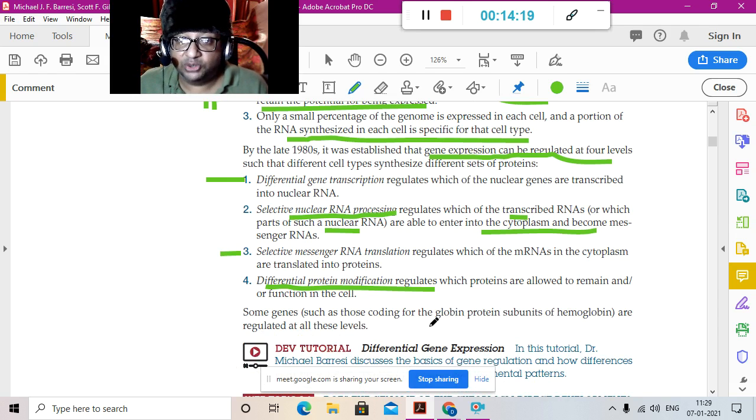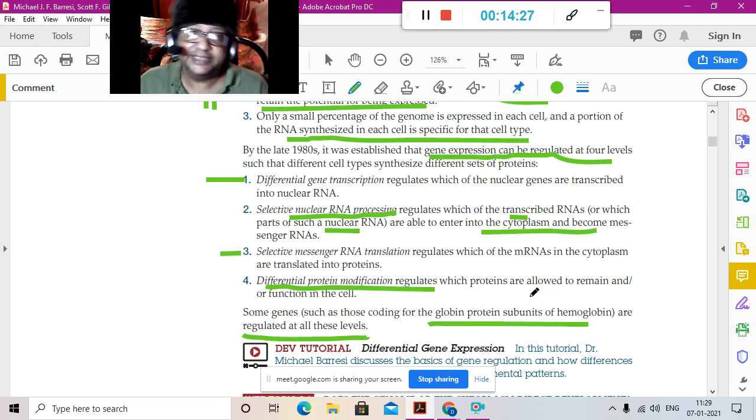Some genes, such as those for the globin protein subunits of hemoglobin, are regulated at all 4 steps. The next day I will talk about all these, and mind you, this is also going to be a class for eukaryotic gene expression. That is what I am teaching. It's the same, an overlapping part.